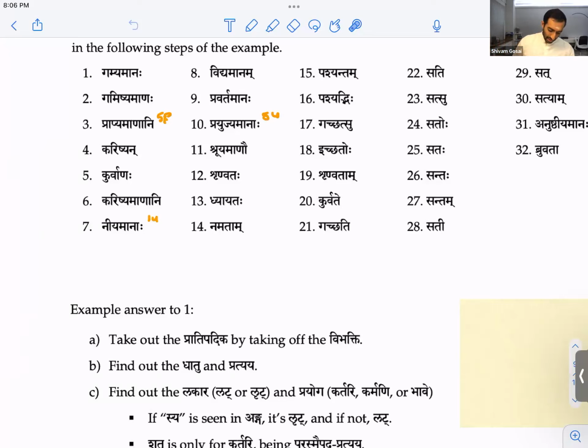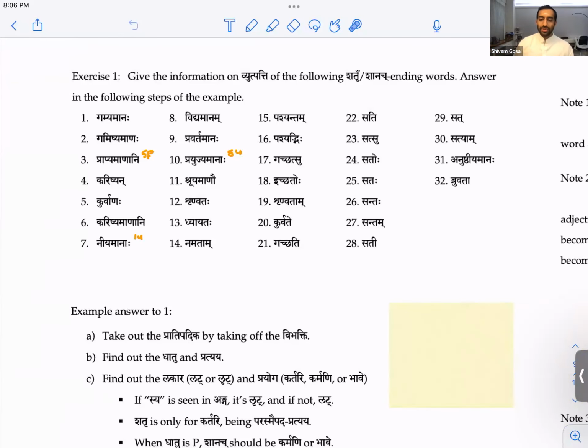Now, is the lakara lat or lrit lakara? Do we see sya? Yes. So it's lrit lakara, future tense. And kartari or karmani? Well, kṛ dhatu is actually ubhayapadi. That's why you see karishyat and you see kurvanaha. Those are two different sides of the same thing. So for ubhayapadi you can take either shatru or Śānac.